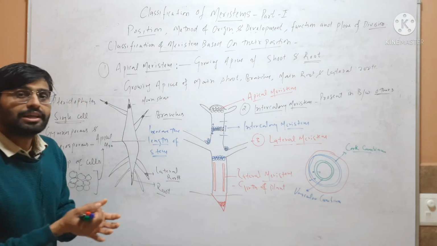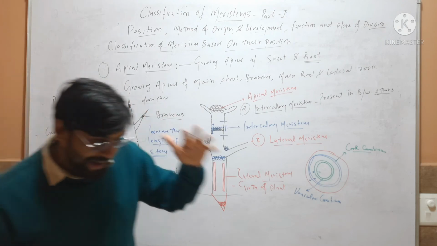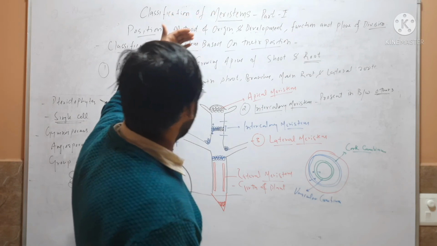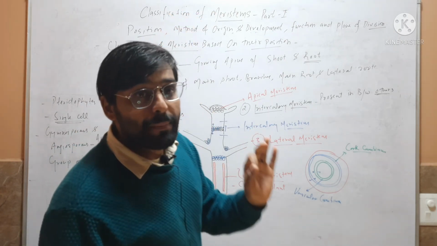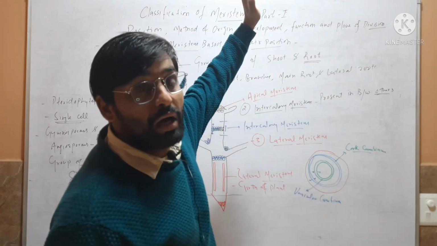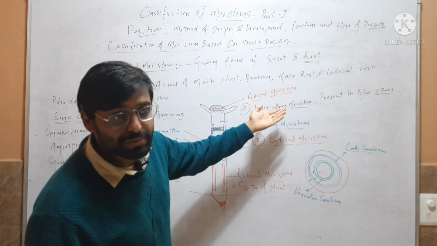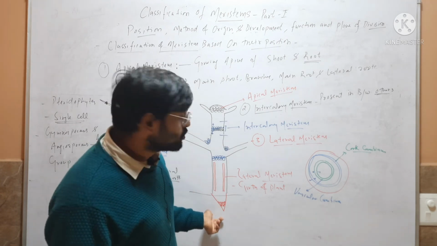So we have three types of meristem depending upon position. The meristem that is present on the apical part, the upper part, growing apices of root and shoot, is called apical meristem. So it causes linear growth of a plant, upper side in case of stem and lower side, inner side towards soil in case of root.